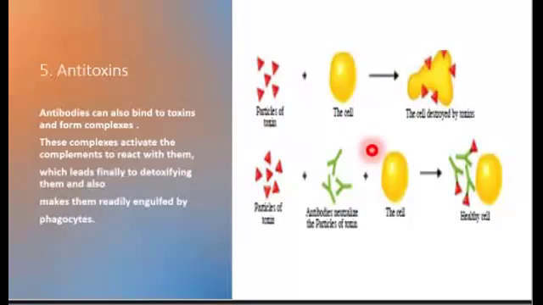The last one is antitoxins. Antibodies can also bind to toxins and form complexes. These complexes activate the complement to react with them, which finally leads to detoxifying them and also makes them readily engulfed by phagocytosis.